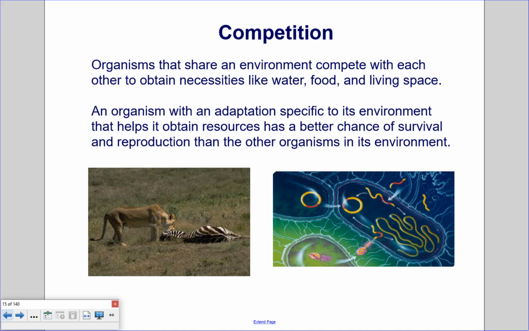Competition. Organisms that share an environment compete with each other to obtain necessities, like water, food, and living space. An organism with an adaptation specific to its environment that helps it obtain resources has a better chance of survival and reproduction than the other organisms in its environment. So in the case of lions, it's better for them to have more muscles and sharper teeth and sharper claws to outdo their competitors, such as hyenas, leopards, or other lions even.